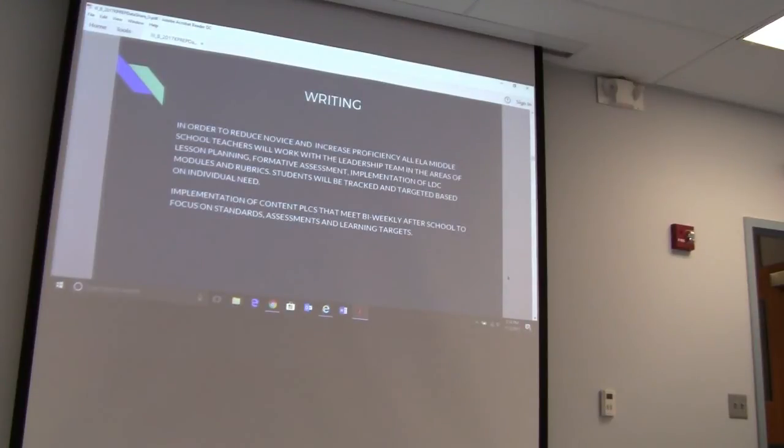Again, going into individual and small group instruction to help those students with the gap closure in all areas. Writing: in order to reduce novice and increase proficiency, all ELA middle school teachers will work with the leadership team in the areas of lesson planning, formative assessments, and implementation of LDC modules and rubrics. Students will be tracked and targeted based on individual need. And then also the implementation of content PLCs.